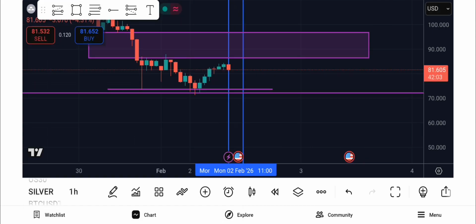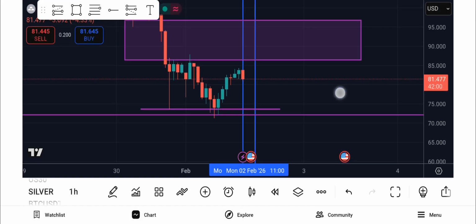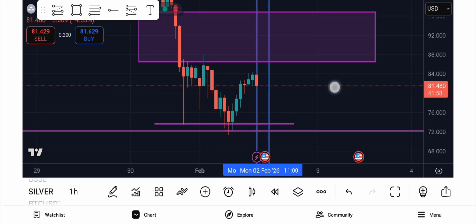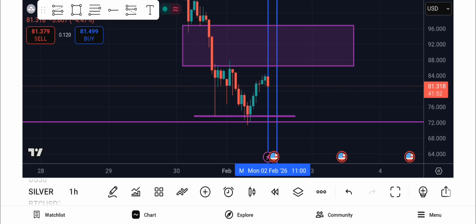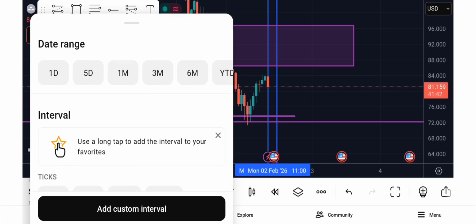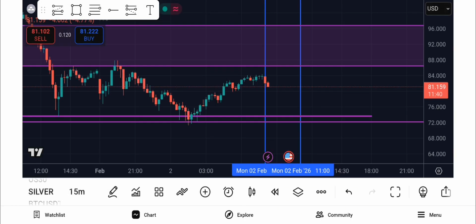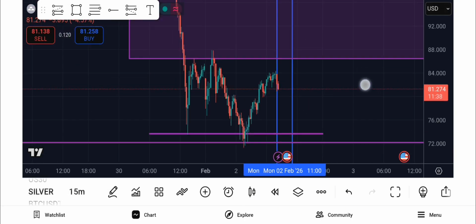So we're going to 1 hour. Alright, we see that there is a mini push coming down. Okay, but right now there's no real strong alignment showing that it wants to go up or down. Okay, so I'm going to 15-minute to try to see if we can find some type of trend.